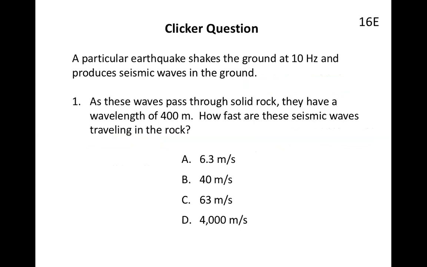An earthquake shakes the ground at 10 hertz. 10 hertz is a frequency, and it produces seismic waves. As they pass through solid rock, they have a wavelength of 400 meters. How fast are they going?